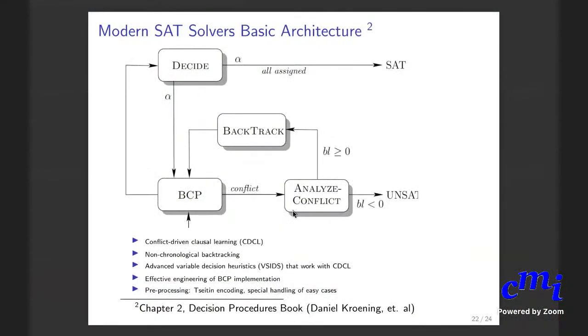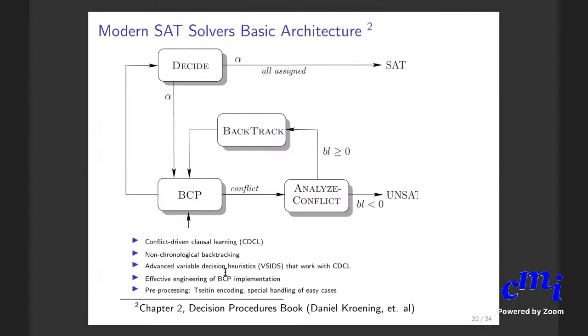Okay, so last time we were discussing how the CDCL-based SAT solving algorithm made improvements over the basic DPLL.